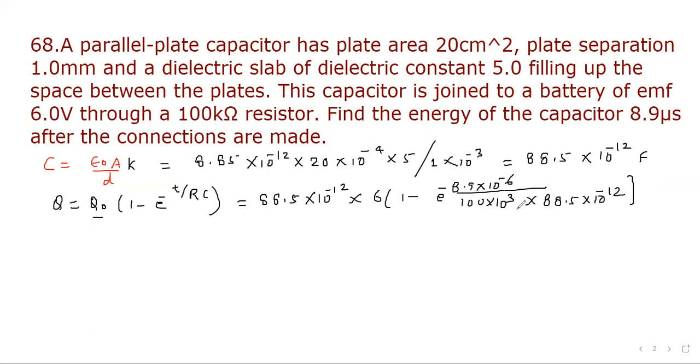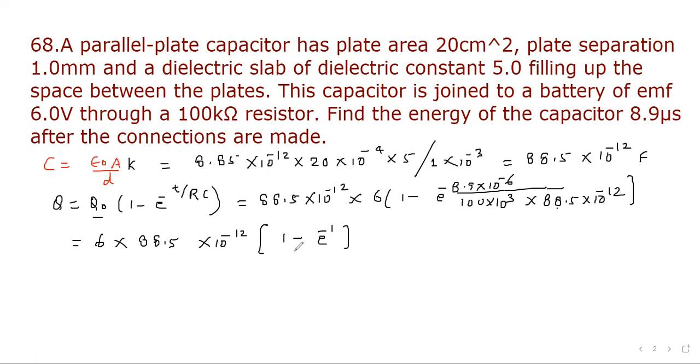Now, if we evaluate, these two values would be almost the same. So this is 8.9 into 10 to the power minus 6, and this will come out to be 8.85 into 10 to the power minus 6. So we can assume them to be equal for making the calculation easier. So 6 into 88.5 into 10 to the power minus 12 times 1 minus e to the power minus 1.